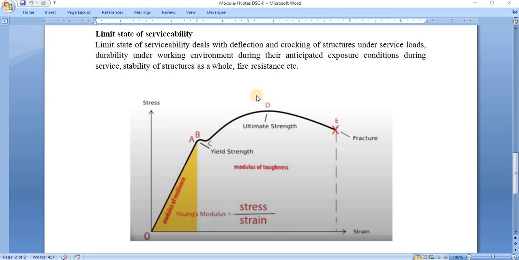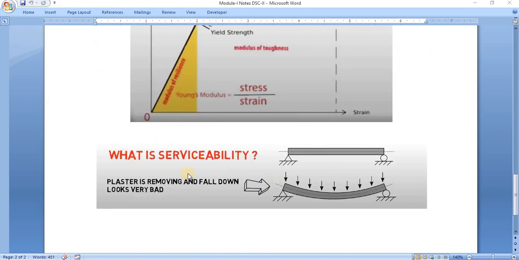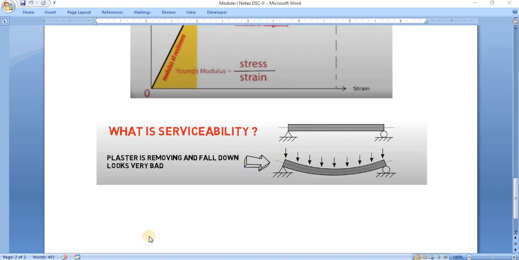The beam is bending enormously and you are sitting below that. The full strength of the material is not utilized, but it is not looking aesthetic and you won't be able to feel safe below that. So that is called serviceability. So while utilizing maximum strength or ultimate strength of a material, we have to take care of serviceability also.